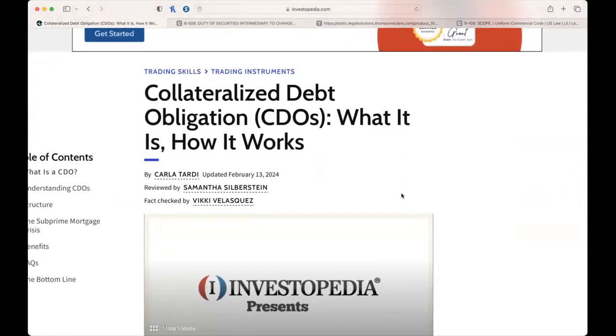But this is another one I wanted to get into. So this is collateralized debt obligation, CDOs. That's what it's called when we were talking about a pool of loans. They're collateralized when they use those pools of loans as collateral to obtain a cash advance.